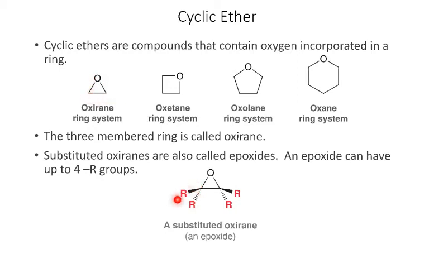And we can put substituents on oxirane, and when we do that, a substituted oxirane is also called an epoxide. Now, the reason we're interested in this type of ether, and the reason this ether gets its own special name, is because while most ethers are not very reactive, due to the large amount of ring strain, epoxides are very reactive.